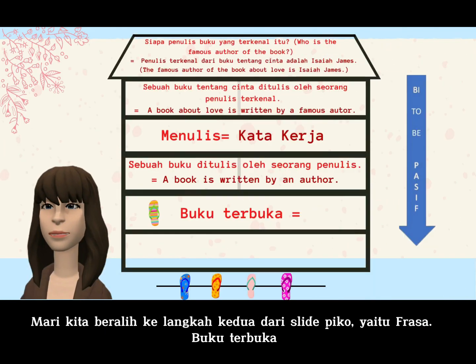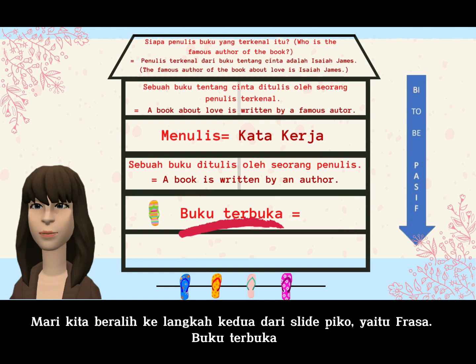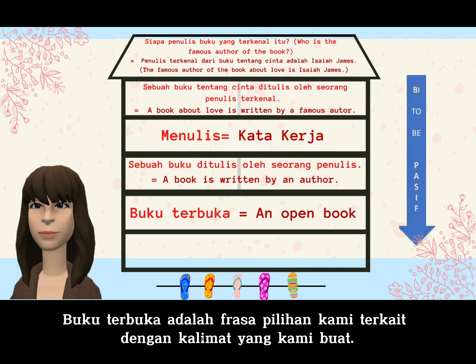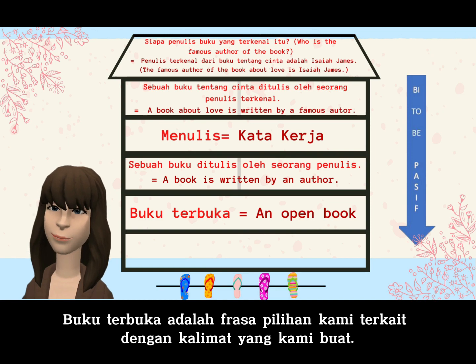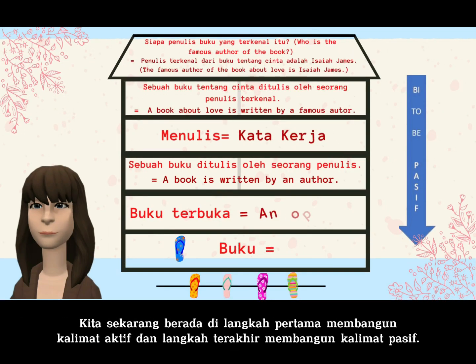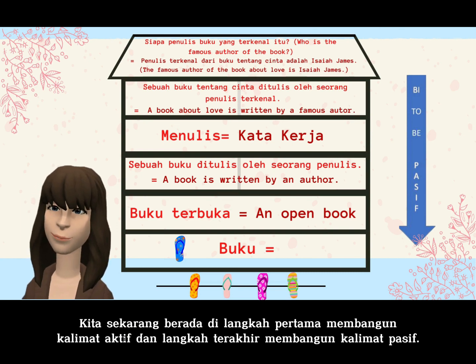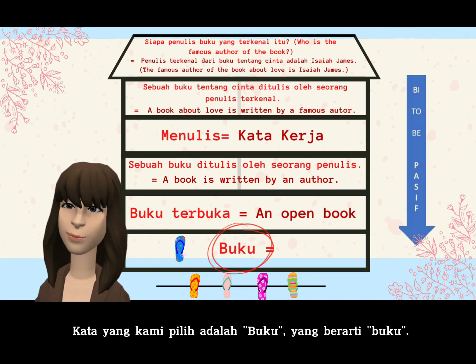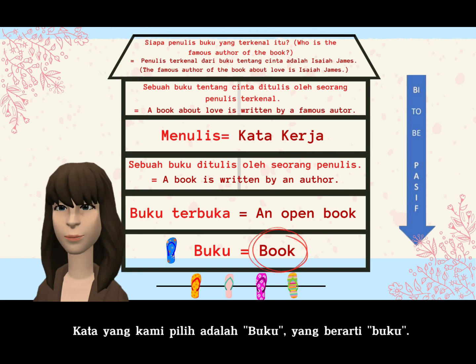Let's move on to the second step of the Pico slides, which is the phrase. So, buku terbuka. In English, it means an open book. It is our chosen phrase related to the sentence we construct. So, we are now in the first step of constructing an active sentence, in the final step of constructing a passive sentence. Our chosen word is buku, which means in English, book.